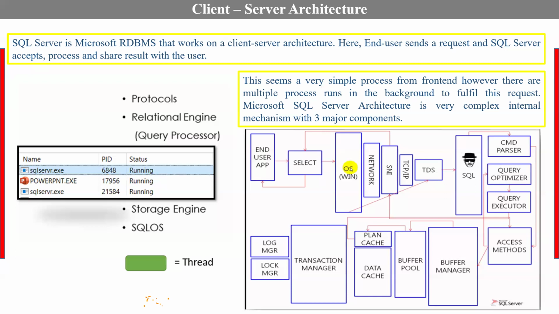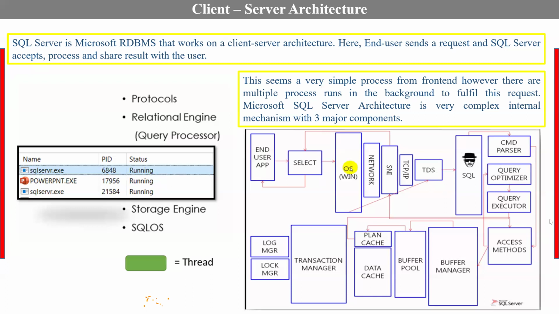Because lots of people are getting confused here itself. Subbu, confusion. If there is no plan, then only it will go through the command parser to the query optimizer, then the query executor. If there is already a plan, then it will go directly to the plan cache via access method, identify the plan and then go to the executor. The executor will start executing the query. Subbu, it will go directly to the plan cache through access method.